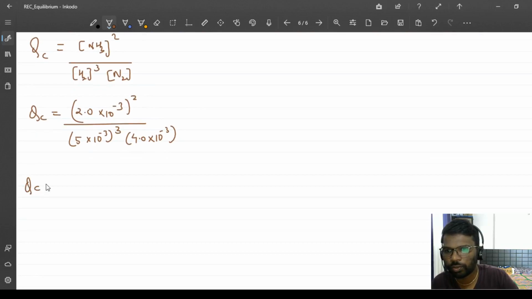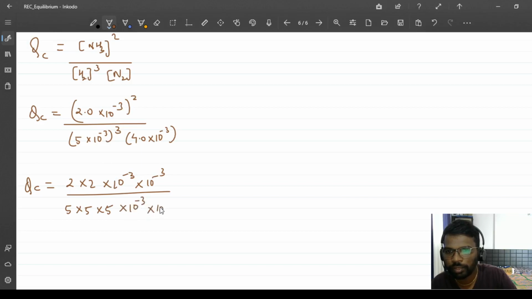Therefore, QC is equal to 2 multiplied by 2 into 10 raised to minus 3 into 10 raised to minus 3, divided by 5 into 5 into 5 into 10 raised to minus 3 into 10 raised to minus 3 into 10 raised to minus 3, and this is 4 into 10 raised to minus 3. What is going to get cancelled over here is 10 raised to minus 3 minus 3.